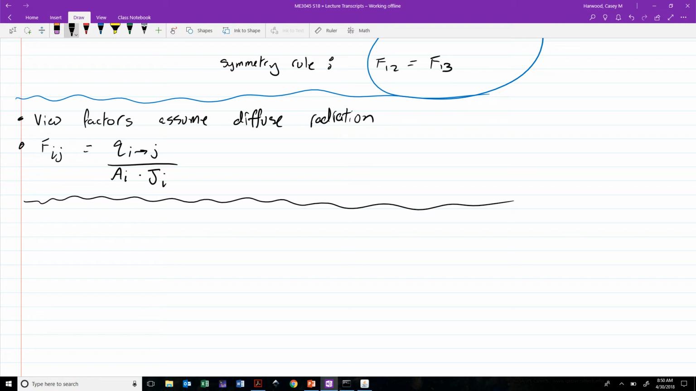In the most general sense, we're never actually going to compute this integral, but the view factor Fij can be computed as 1 over Ai times the integral over Ai to Aj of cosine theta i cosine theta j over pi r squared.